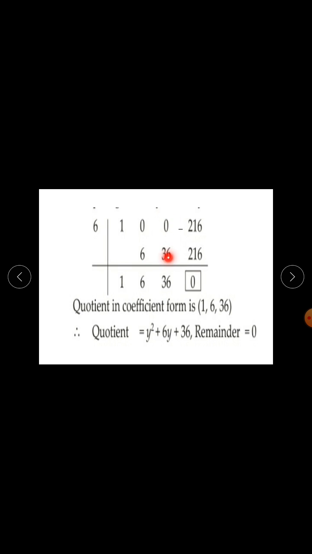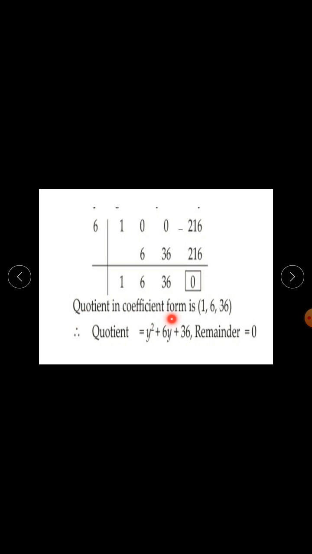Now add these two numbers. 0 plus 36 is 36, so write that 36 here. Now 36 into 6: 36 sixes are 216, and write that 216 below this minus 216. So minus 216 plus 216 is 0. So this is your remainder.